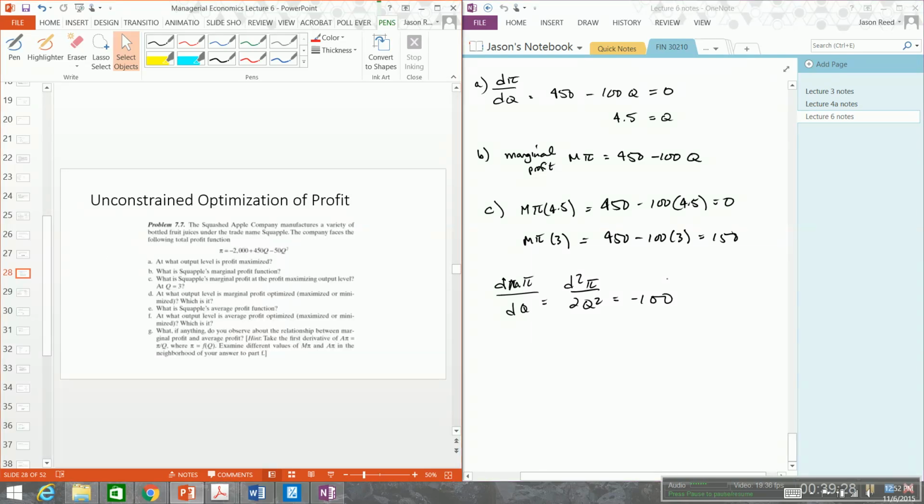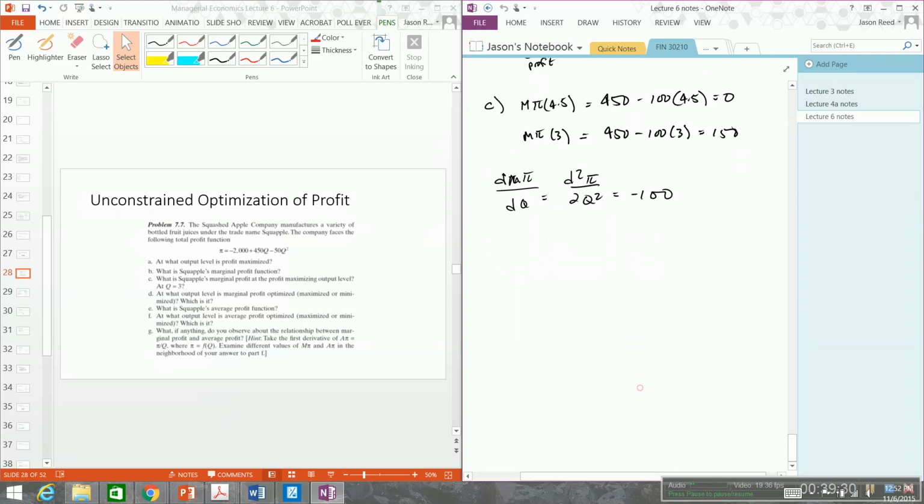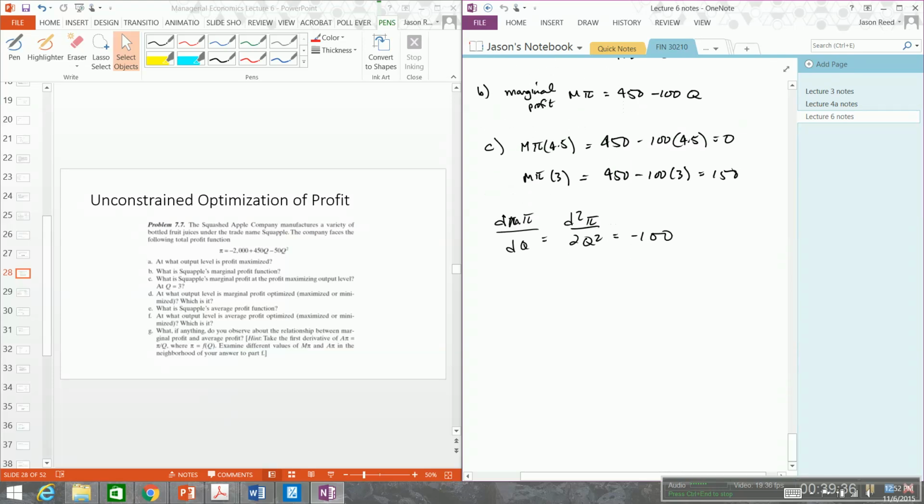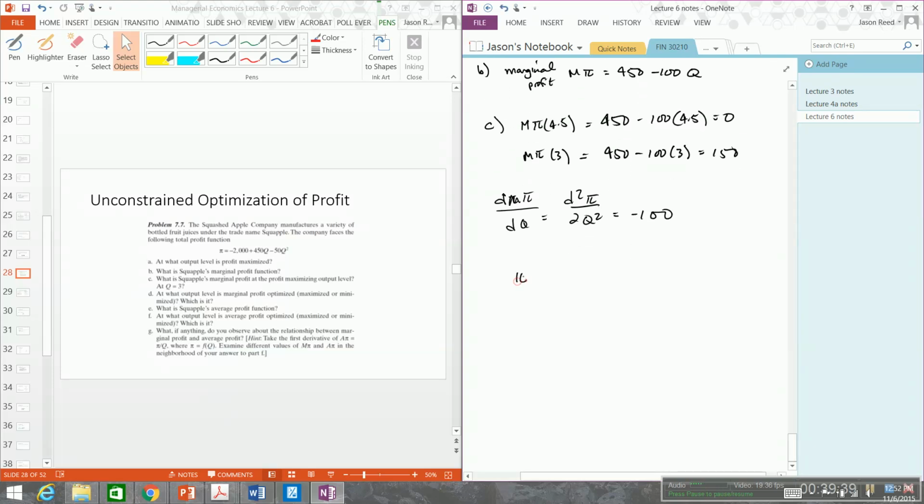So what then is our average profit function? Well, again, we're going to take our original profit function and divide by Q. So we have pi divided by Q. So this is going to be average profit. And that'll be negative 2,000 divided by Q plus 450 minus 50Q. And that's our average profit equation.